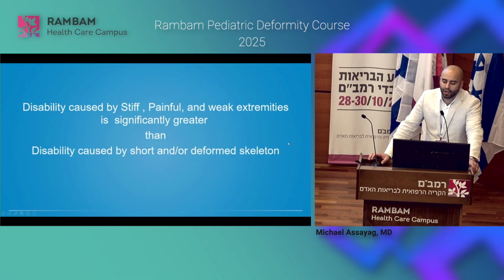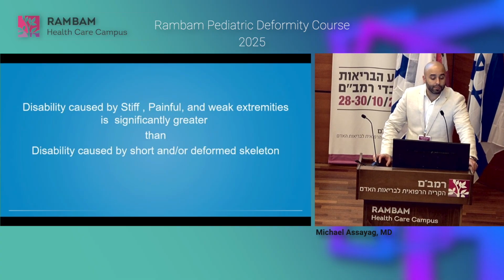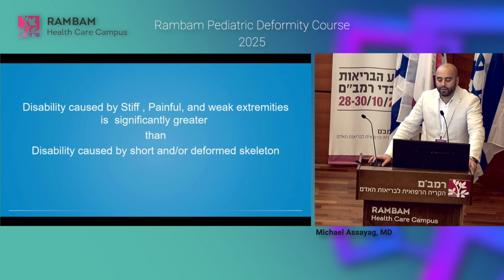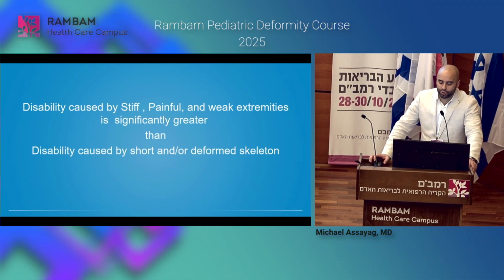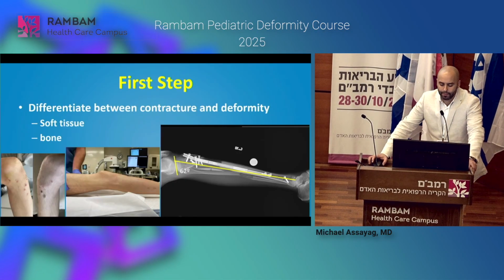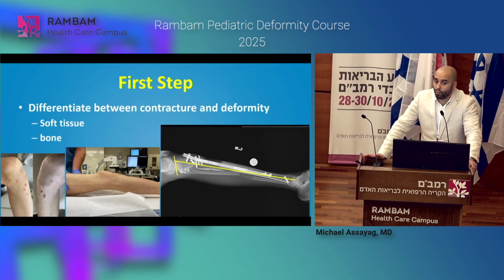And disability caused by stiff, painful, and weak extremities is significantly greater than disability caused by a short and deformed skeleton, right? So as a rule of thumb, we do not want, as surgeons, to take short and deformed and make it stiff, painful, and weak instead. And our first step is to first try to differentiate, well, what is contracture and what is deformity?